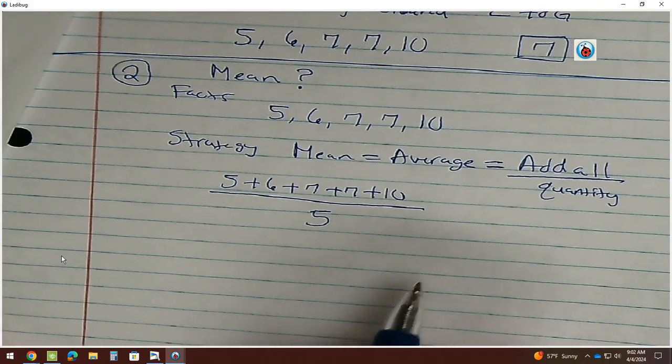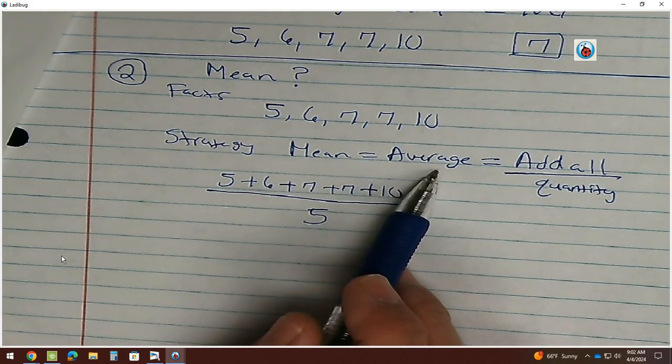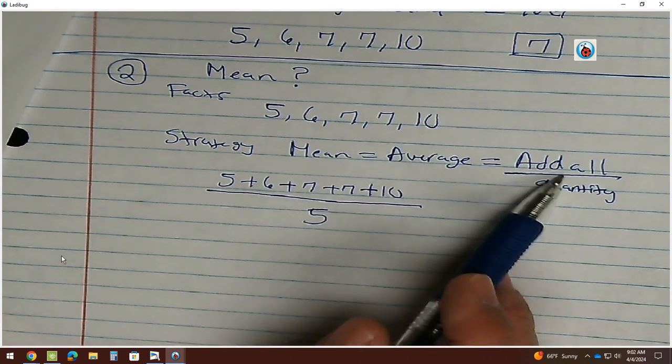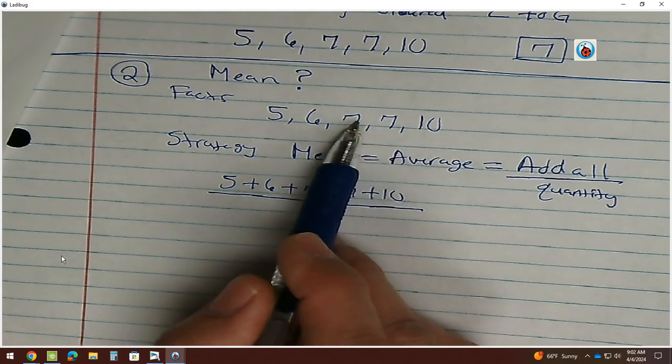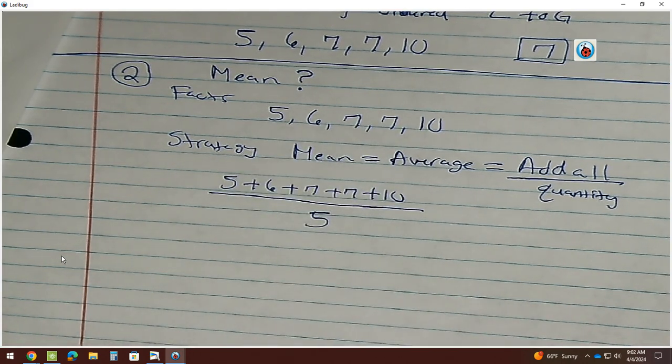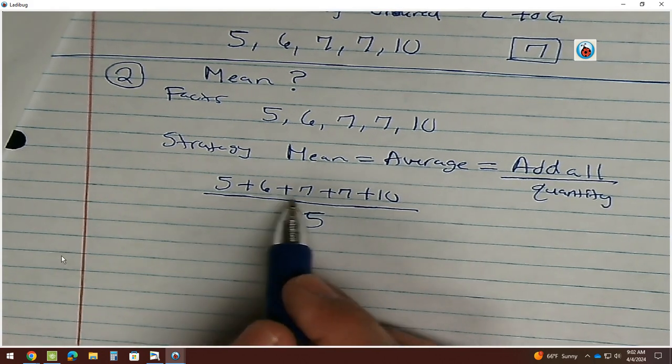Questions? So how do I get the mean? I get the average. And how do I get the average? You add them all. And then divide by the quantity. So there was 5 of them. Divide by 5. What if there was 10 of them? Divide by 10. So let's go ahead and add this.